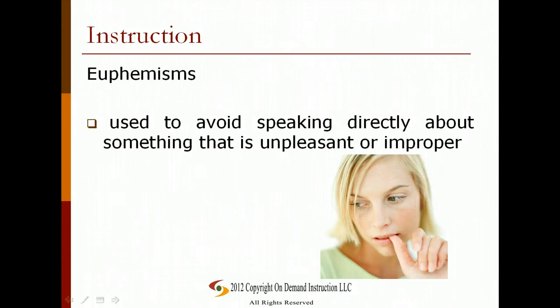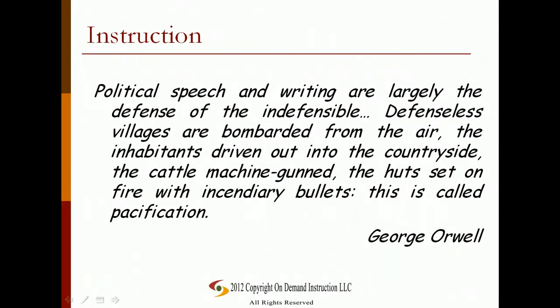A euphemism is a word or expression that is used to avoid speaking directly about something that is unpleasant or improper. Sometimes a speaker may use a euphemism to avoid the negative reaction that the more accurate word might have on the listener. An example of a euphemism is a quote from George Orwell that is used to conceal the real intention behind a speaker's words.